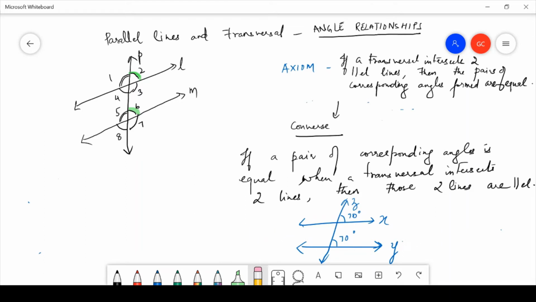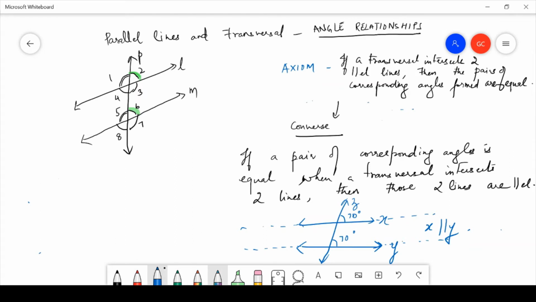They are equal, and that is why they are going to continue going in the same direction. The distance between these two lines is going to be the same, which means X is going to be parallel to Y. All right, so this is just an intuitive understanding of the converse of the axiom. So this is the first relationship which we come up with whenever we look at parallel lines and a transversal.